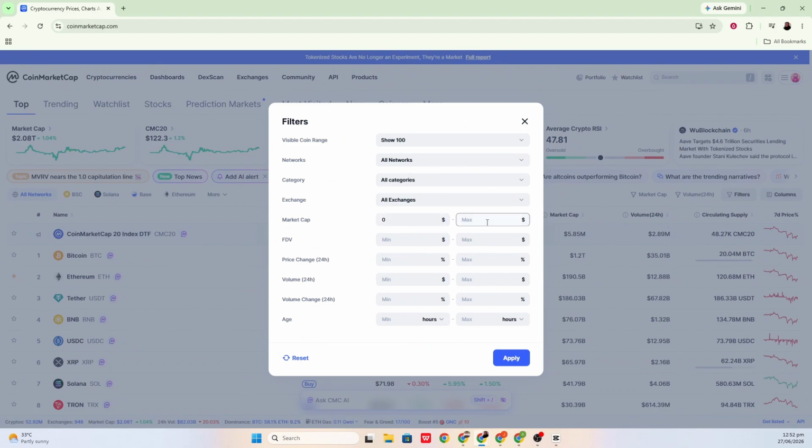Next, select an asset that has changed up to 2% within the last 1 hour. Then choose a market with a volume range of around 50 million within the last 1 hour. After applying these filters, the list will remove the assets that do not match the selected conditions.